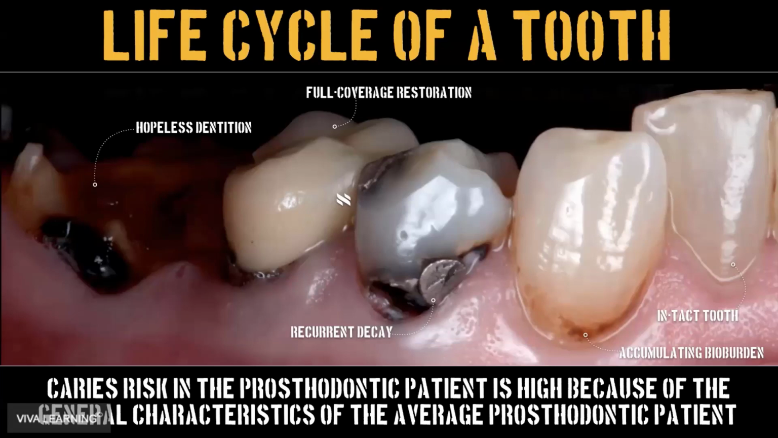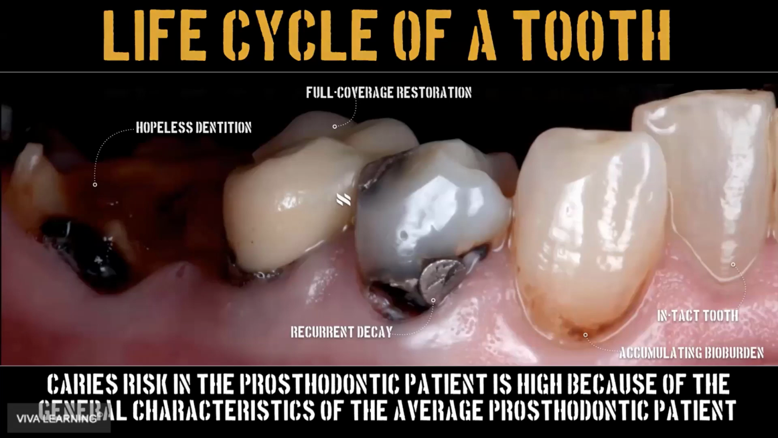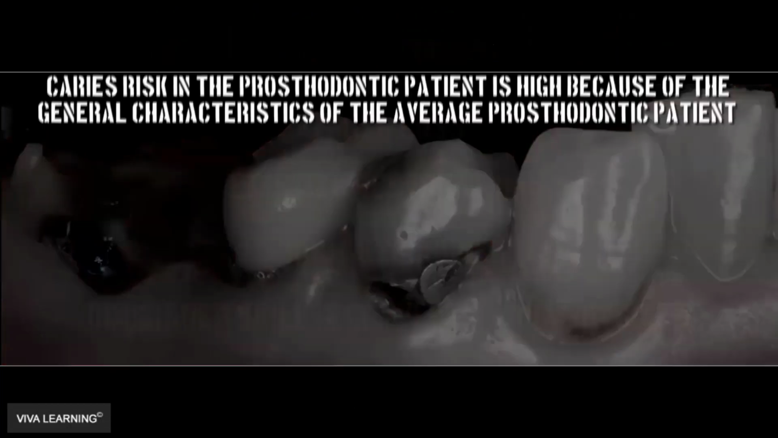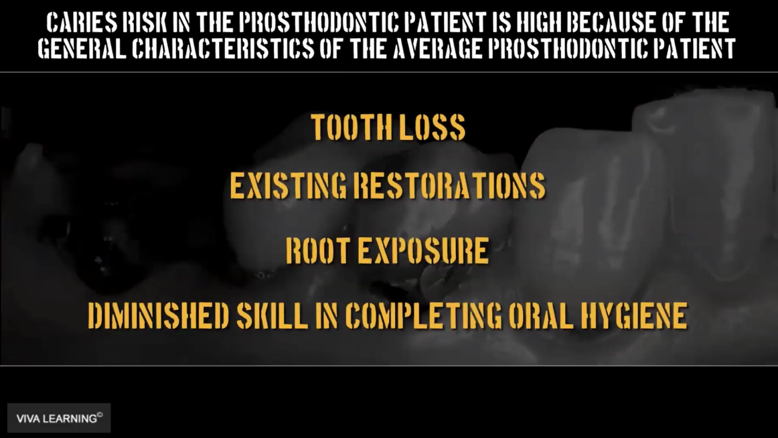But what would you expect looking at these patients intraorally, right? You're gonna see things like tooth loss. You're gonna see a ton of crown and bridge, right? You're going to see a lot of recession, root exposure. They're going to be sensitive to hot and cold. And again, if these patients have things like rheumatoid arthritis or any other autoimmune conditions, maybe they've got Sjogren's, they've got xerostomia, chances are they're going to have some sort of diminished skills in completing their oral hygiene, right?